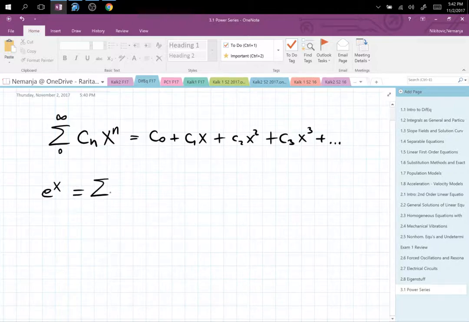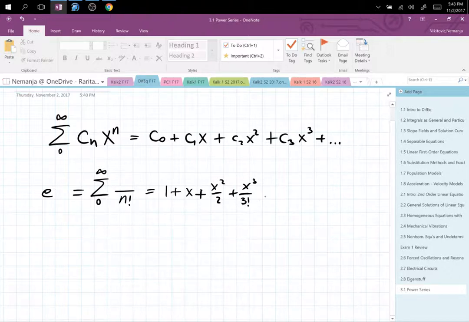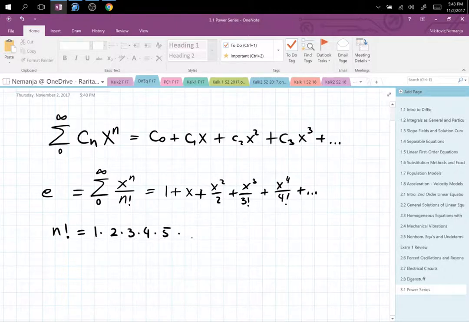So the power series for e to the x is the sum from 0 to infinity of, can anyone remember? Exactly. X to the n over n factorial. Perfect. So that is the power series for e to the x, and that power series is 1 plus x plus x squared over 2 plus x cubed over 3 factorial plus x to the 4th over 4 factorial plus ... This n factorial, if you don't remember, is read as n factorial, not as n. So that's just a multiplication, 1 times 2 times 3 times 4 times 5 times, and it goes all the way to n minus 1 times n. So 4 factorial is simply 1 times 2 times 3 times 4, which is 24.